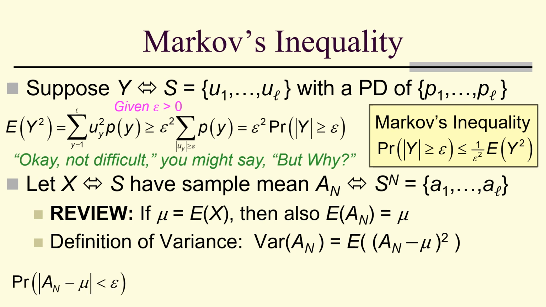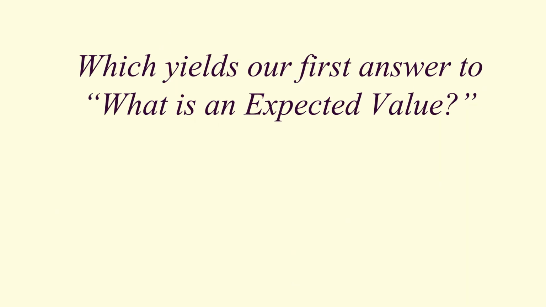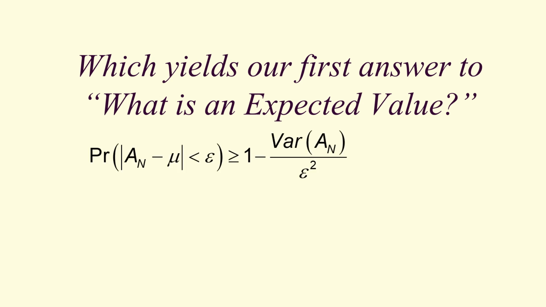So the probability that absolute A_n minus mu is less than epsilon is 1 minus the probability that absolute A_n minus mu is greater than or equal to epsilon. And that is greater than or equal to 1 minus 1 over epsilon squared of the expected value of A_n minus mu squared. That's by Markov's inequality. But that's just 1 minus the variance of A_n over epsilon squared, which yields our first answer to what is an expected value. So this is our result from Markov's inequality.